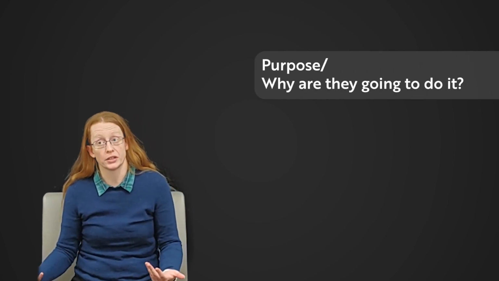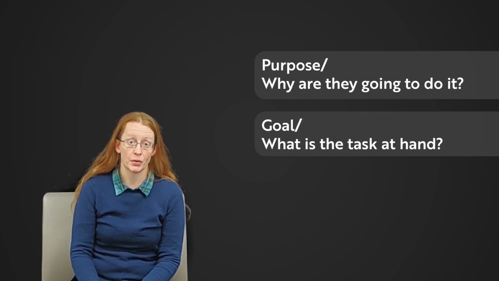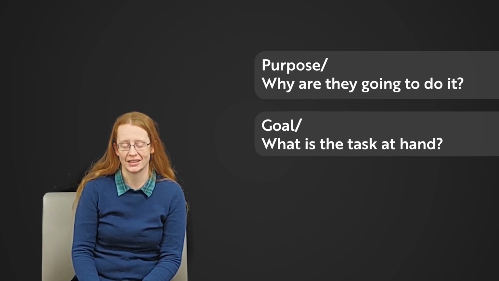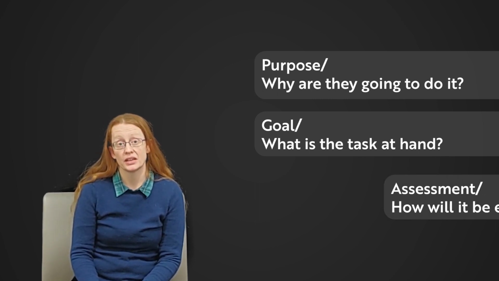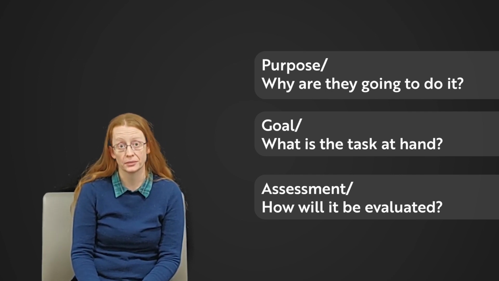So transparent design is a really significant method in increasing student performance and equity, and it includes three parts. The first part is to help your students understand the purpose of an assignment. Why are they going to do it? The second part is to help them understand what exactly they are supposed to do. What is the task at hand? And then the third part is to make clear to them how they are going to be evaluated. And that might include your criteria for the assignment or even a rubric.